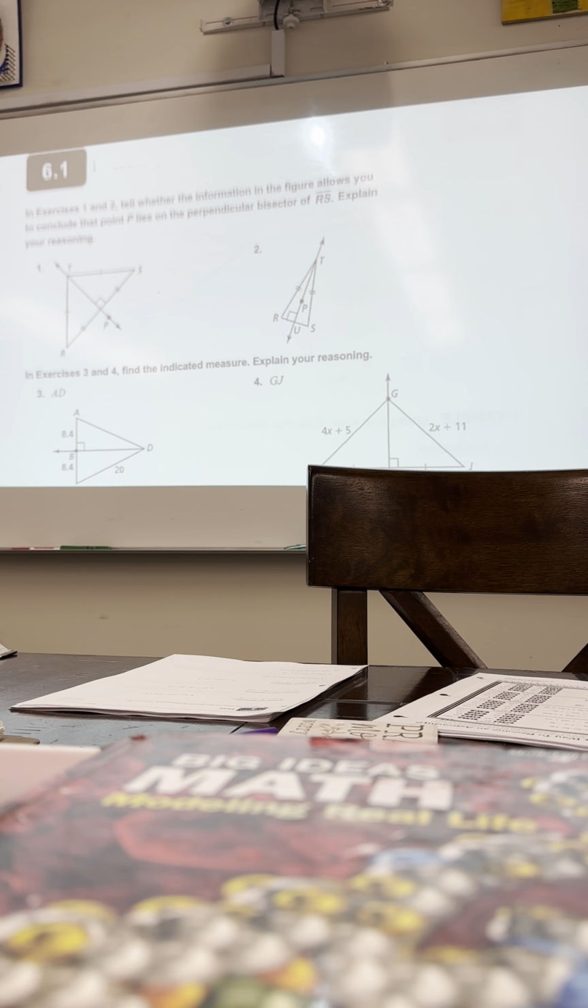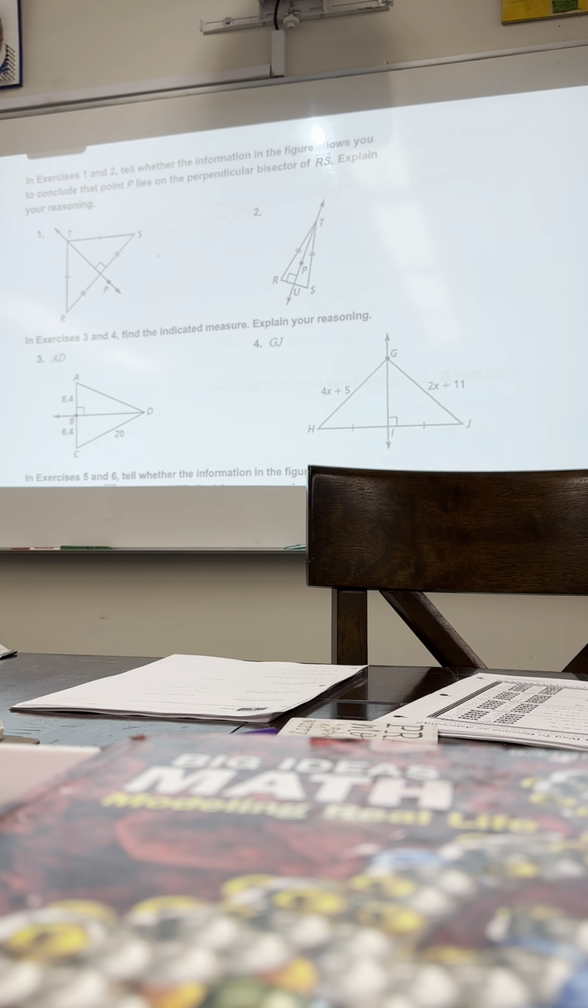Now we're gonna have to answer and explain a little bit. Here we go. All right. Tell whether the information in the figure allows you to conclude that P lies on the perpendicular bisector of RS. Explain your reasoning. Try number 1 and 2, but don't say your answer yet.